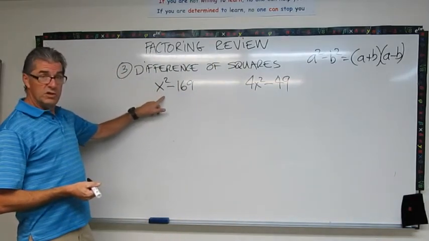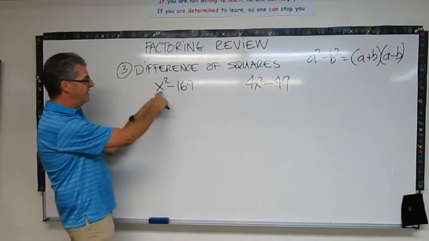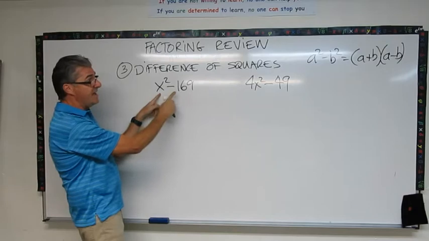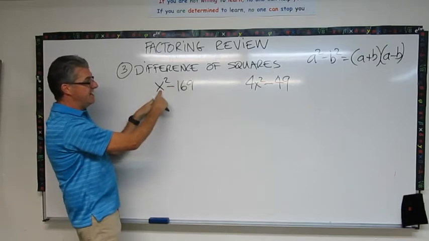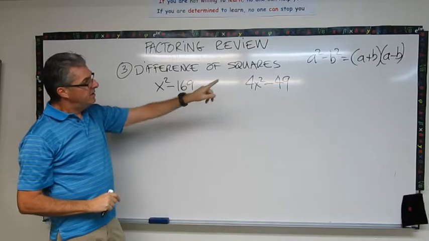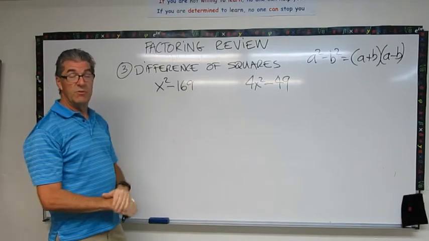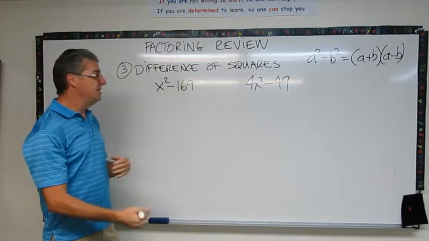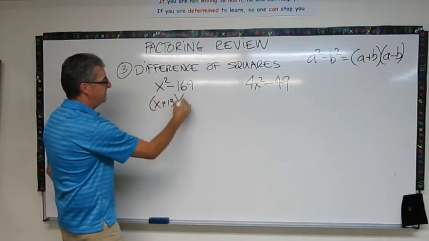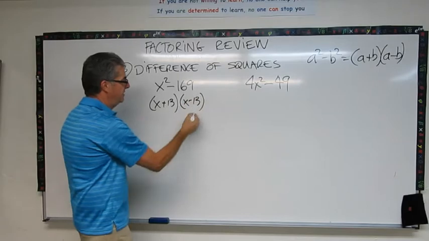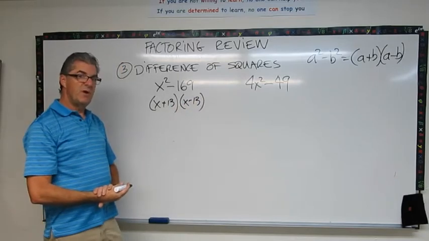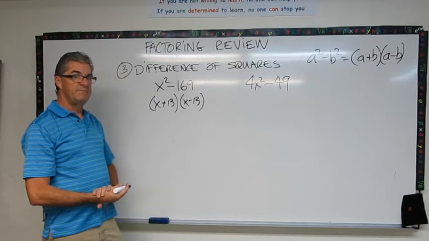So when you look at one of these, you need to notice that this is a perfect square and that's a perfect square. So my a from the pattern over there is x, and my b is going to be the square root of this number, so I can use it in the pattern. So what's the square root of 169? 13. So this becomes x plus 13 times x minus 13. Now this one's a little bit more complicated, not too much. Why don't you pause the video and see if you can do that?